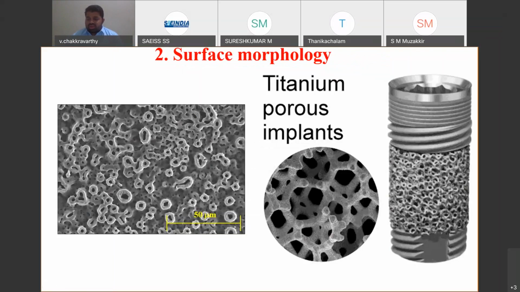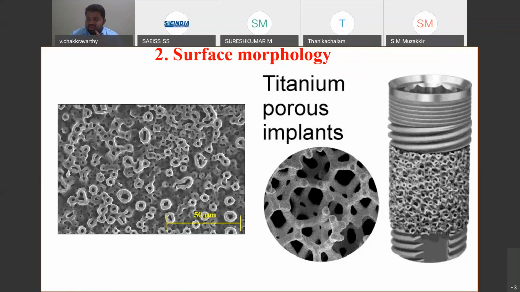Generally, if we are producing an implant material, it should be biomimicking in nature. Biomimicking means it should replicate your human bone. Because bone is a very porous structure, if the implant is also a little bit porous like this, then obviously it will support the osseointegration property. Osseointegration means bone joining ability.